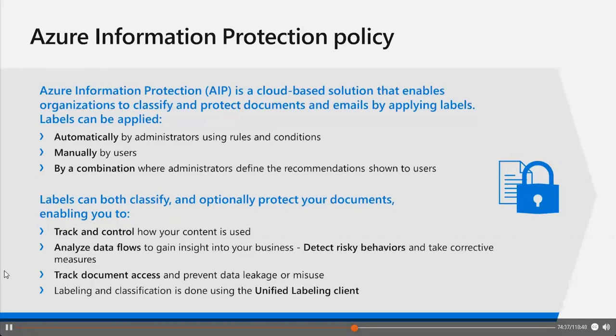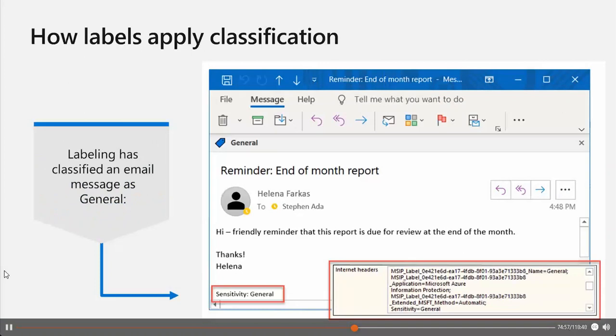And you can use labels to classify and optionally protect your documents with Azure Rights Management, and also use the track and control feature to analyze the data flows and track document access. All of that is included in the Azure Information Protection policy itself. With the usage of Azure Information Protection labels, we can apply classifications to documents and emails.